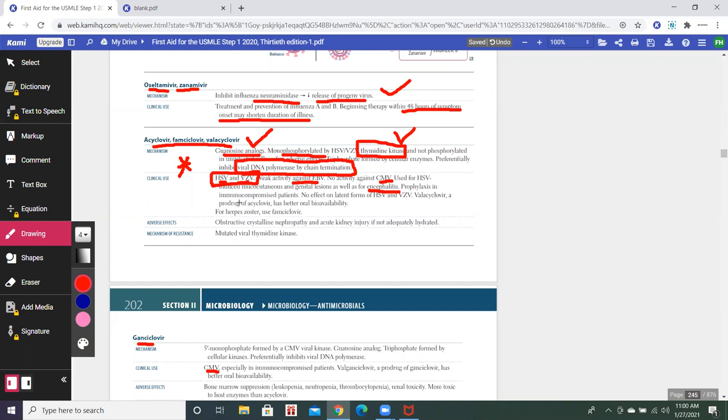Now, valacyclovir is a prodrug of acyclovir and this has better oral bioavailability. For herpes zoster, use famciclovir, okay? Not high yield, to be honest. They do not really specify this. As long as you remember that acyclovir, famciclovir and valacyclovir are not used for cytomegalovirus. Everything else is easy. And adverse effect-wise, it can cause obstructive crystalline nephropathy. This is high yield. That is, it can cause kidney stones, and acute kidney injury if not adequately hydrated. So there has to be hydration that is done properly. Which previous drug did we mention where hydration should be done to prevent kidney damage?